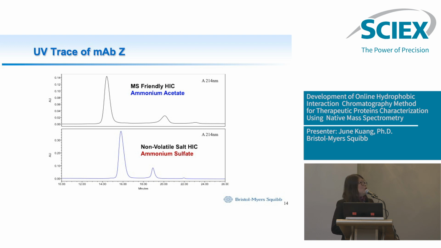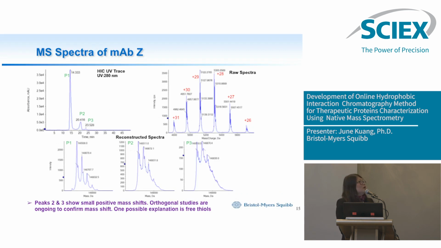So we wanted to know what those free peaks are as well. With assistance from the mass spec, we identified these free peaks in a native form, and we observed a positive mass shift from P2 to P1 of about 2 to 3 Dalton. So one of the possible explanations for these two peaks is that they are probably free thiols.